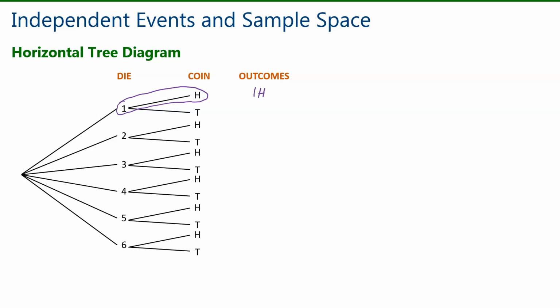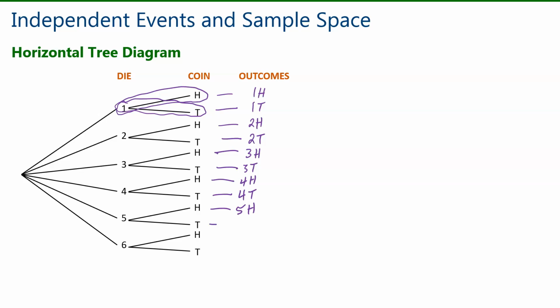1 and heads, 1 and tails. This time I don't need a comma in between them because I'm going vertical. Then I have rolling a 2 getting heads, rolling a 2 getting tails. A 3 and heads, a 3 and tails. A 4 and heads, rolling a 4 and getting tails. 5 and heads, 5 and tails. 6 and heads, and finally 6 and tails. All of our outcomes generated in a nice, neat manner.